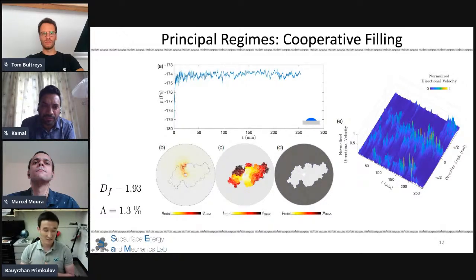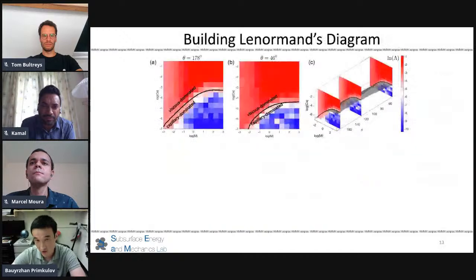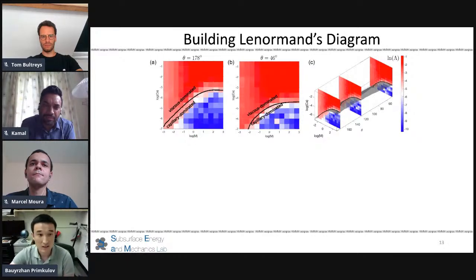Now that I've defined these 4 principal flow regimes that are captured in the dynamic model, you can try to build the diagram. So what we do, we run a whole bunch of simulations to fill this space. So you have 3 axes. One is viscosity ratio, capillary number, that's what Lenormand originally had, and then we add the wettability, measured through the contact angle.